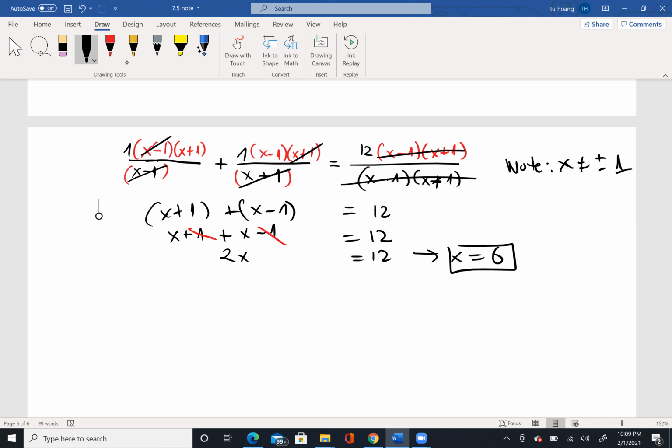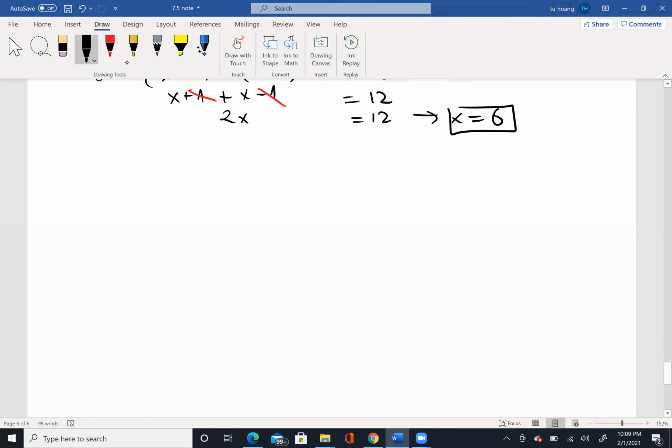Okay, so now let's move on. I would like to go over the steps for solving a rational equation.